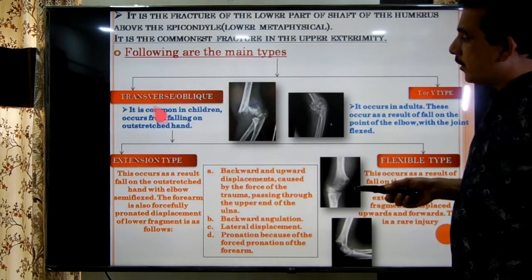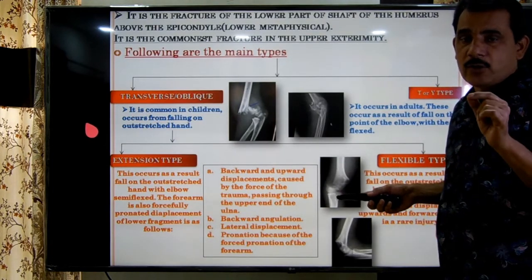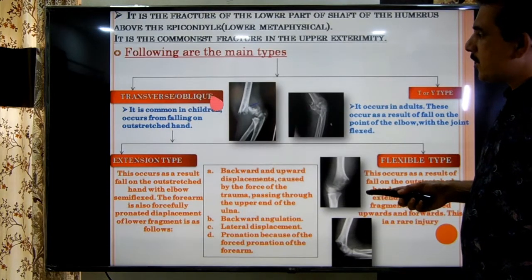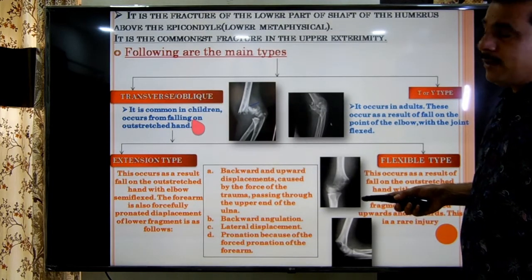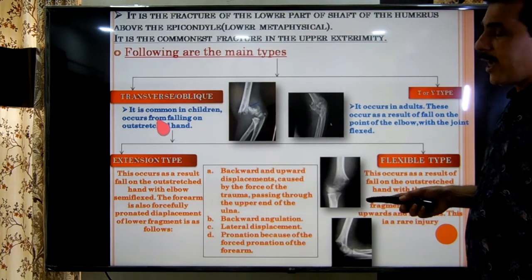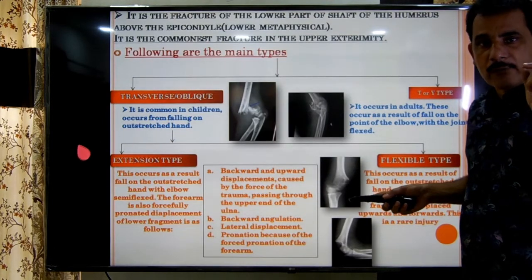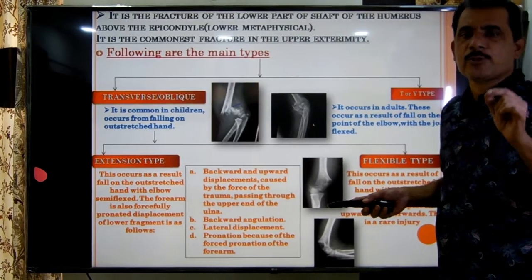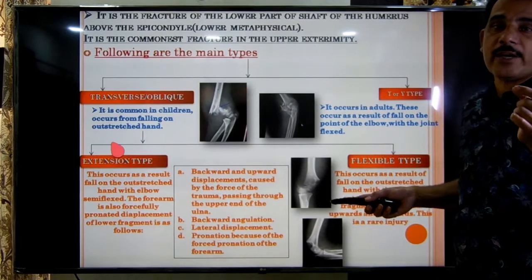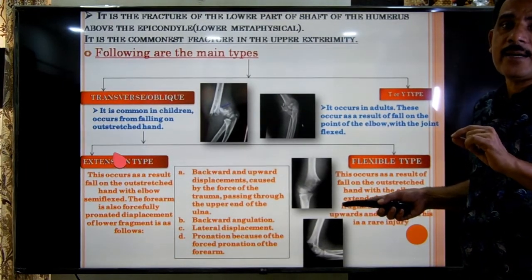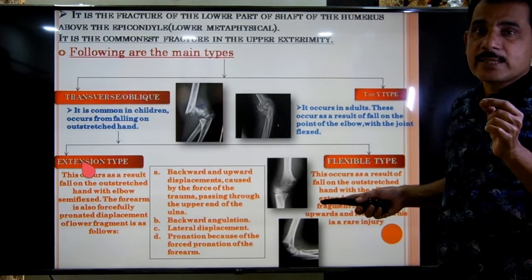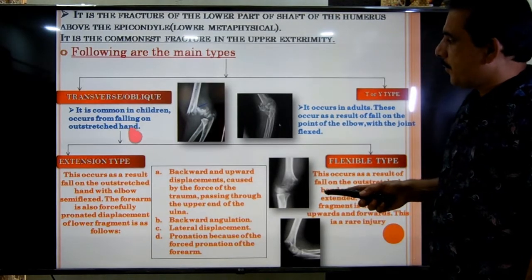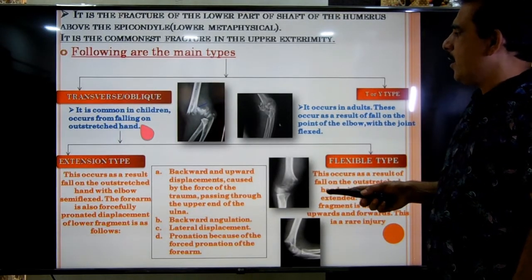So do you understand? The commonest type of the supracondylar fracture is the transverse. Sometimes it may be oblique, and it is common in children. Actually, the supracondylar fracture of the humerus is a childhood fracture. It occurs between the age of 5 to 7 years. It is a transverse one, occurring from falling on the outstretched hand.